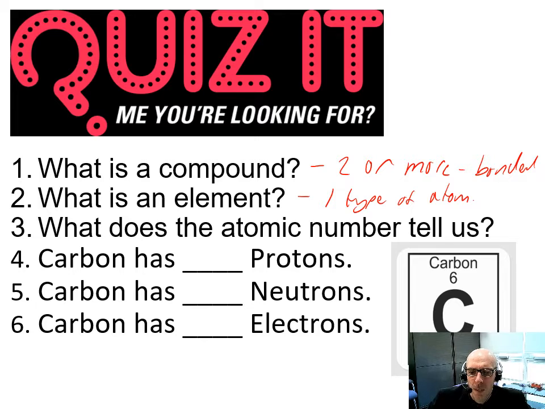And the atomic number, this question, tells us the number of protons. Carbon here, in this little diagram, has 6 protons because the atomic number is 6. To get the neutrons, I say 12 take away 6. That's 6 as well, 6 neutrons. And the number of electrons, because atoms are neutral, electrons are equal to protons, so that's 6. So carbon has 6, 6, 6. Okay, once you've done those, move on.